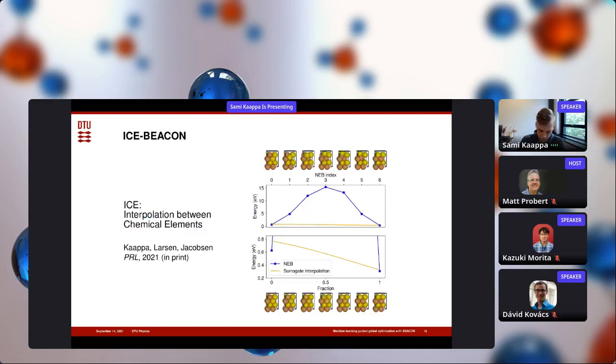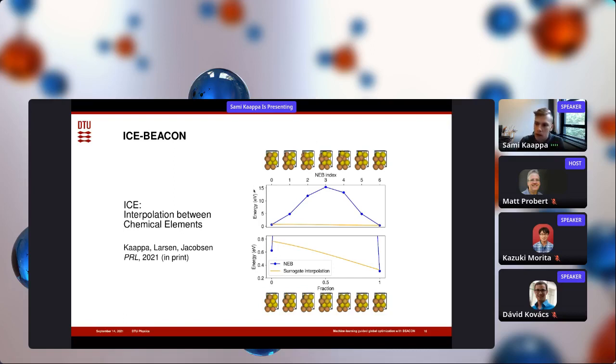All right, another idea that we came up with is kind of an extension to BEACON, so the interpolation between chemical elements. If you look at this structure here, which is a gold copper bulk system, and you change 2 atoms here, which is then the first structure on the left side, and you do a NEB calculation, so a nudged elastic band calculation from here to here, you find that the energy barrier is something like 15 electron volts.